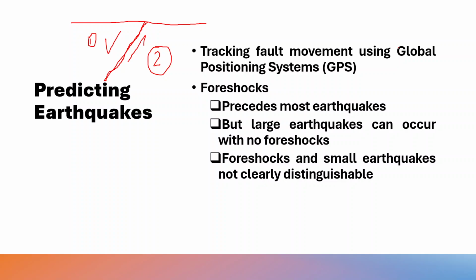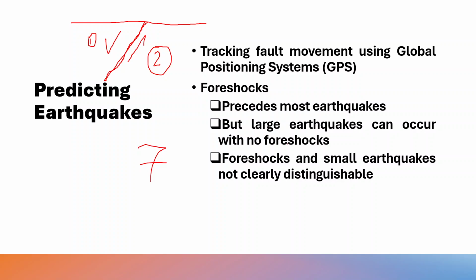In the sense that foreshocks, compared to the main earthquake, let's say the main earthquake is of a magnitude of 7. Then the foreshocks might not be of that much magnitude, but they will precede most of the earthquakes. And large earthquakes, this is also a case. That's why, as I said, predicting earthquakes is not very easy, because most of the earthquakes are preceded by foreshocks, but large earthquakes of magnitude 8 or 9 can occur with no foreshocks. So all of a sudden you are taken by surprise.